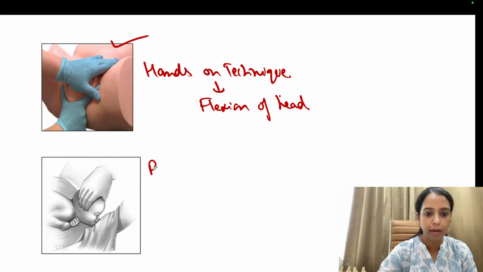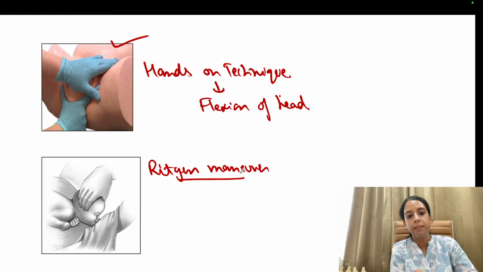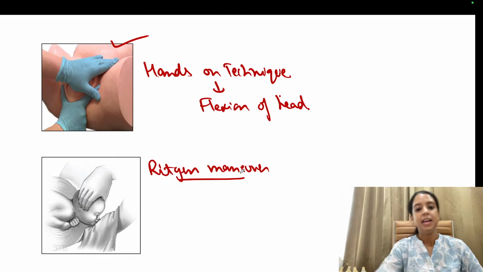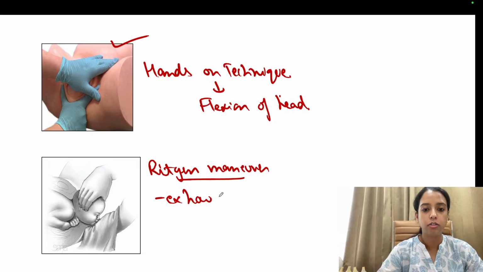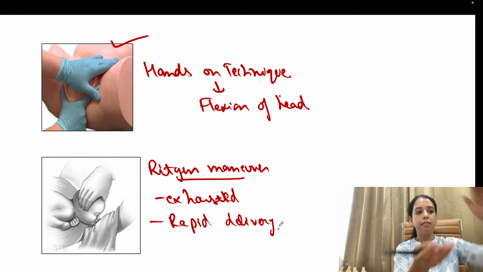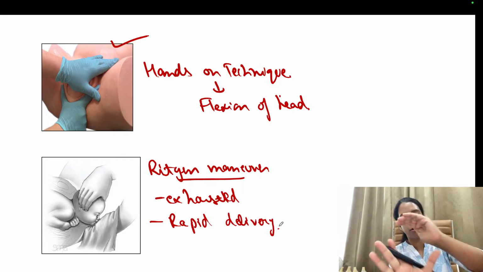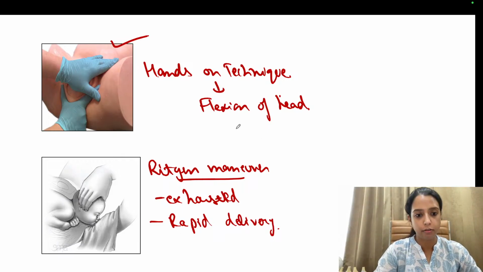This one is Ritgen's maneuver. Ritgen's maneuver is not given by WHO to prevent perineal trauma. In Ritgen's maneuver you put one hand under the chin and with the other hand you pull the baby out. It is done when the mother is exhausted and you want rapid delivery. From the chin, one hand on the head, you pull it out. So the purpose is not perineal protection. Hands-on, where you flex the head and protect the perineum, is for preventing perineal trauma. Okay?